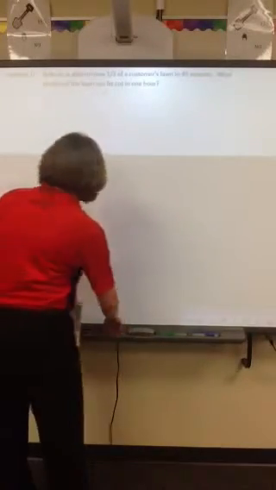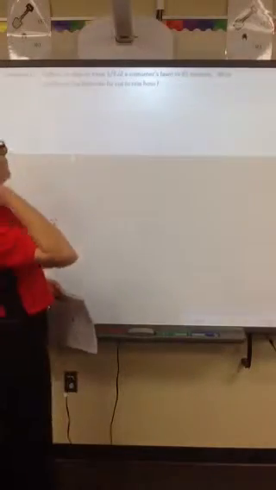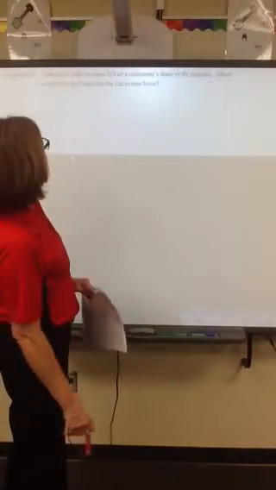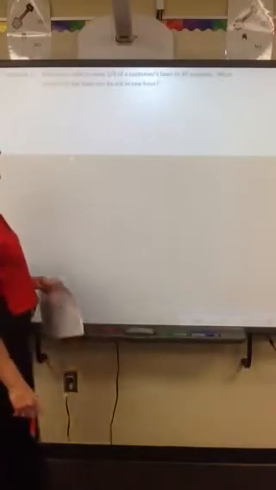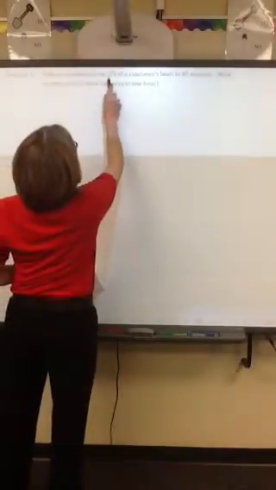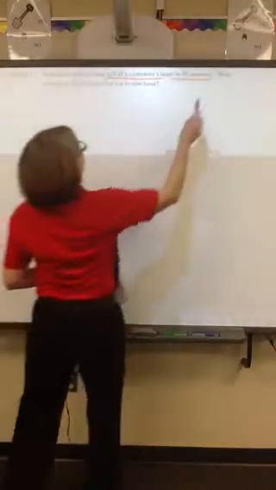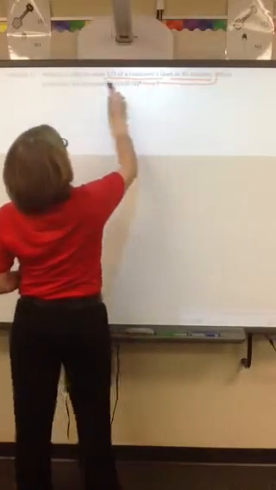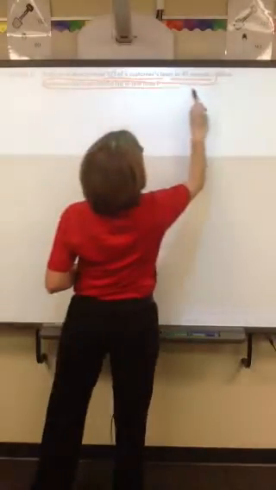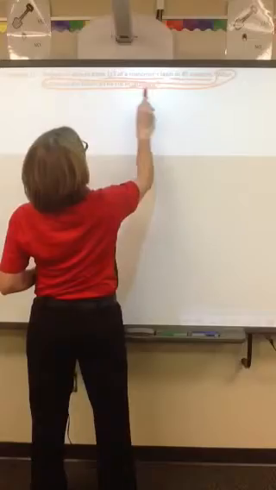All right, so the first one, we've got Roberto is able to mow 1/3 of a customer's lawn in 45 minutes. What portion of the lawn can he cut in 1 hour? So now let's go back and underline important information. So he can mow 1/3 of a customer's lawn in 45 minutes. And the question is, what portion of the lawn can he cut in 1 hour?